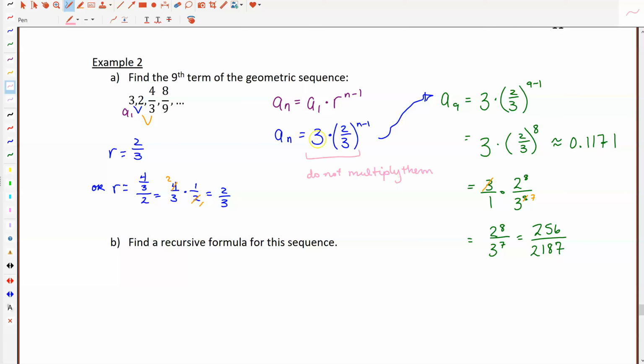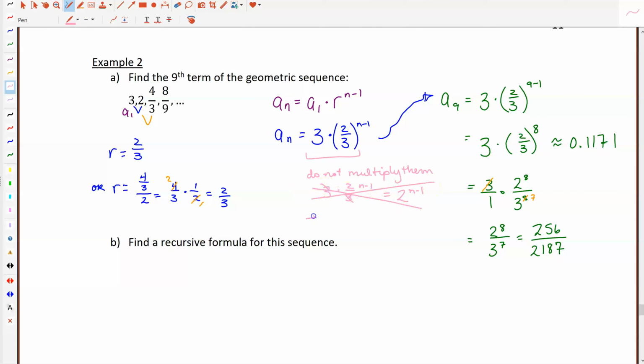Okay, don't multiply the 3 times that 2/3. I've seen some people, if they write it as 3 times 2/3 to the n minus 1, get kind of distracted that there's a 3 here and a 3 here, and they try to cancel that, and then they say that that expression is 2 to the n minus 1. Okay, you can't do that. That procedure is not going to work.